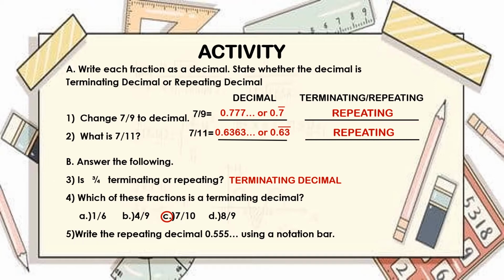The last one, write the repeating decimal, 555 thousandths, using a notation bar. Think of the answer, children. Good job! 5 with bar on top.